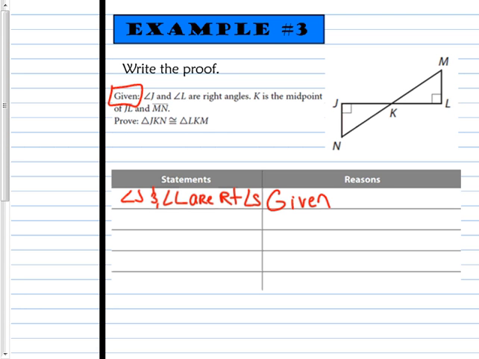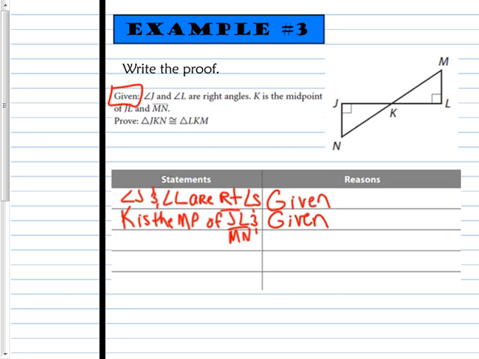Okay? They also tell us that K is the midpoint. I'm going to write MP, midpoint, of JL and MN. Okay, K is the midpoint of both. And again, this is the given because they gave it to us. Now, if something is the midpoint, it's cutting it in half. Since K is cutting two things in half, that actually helps us more.